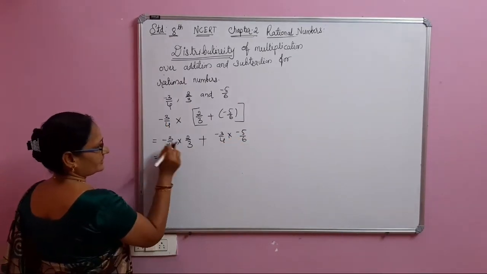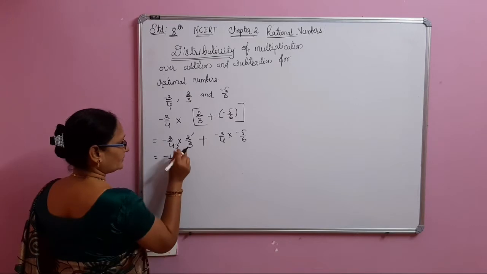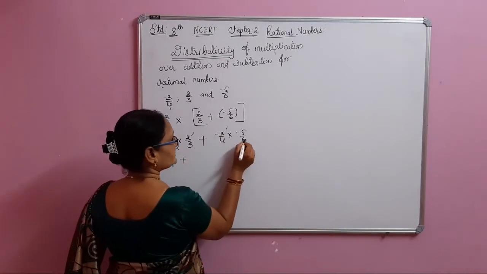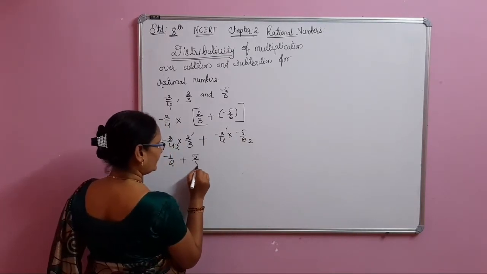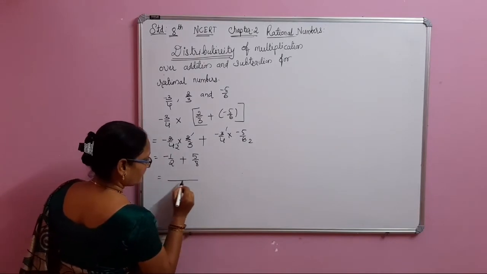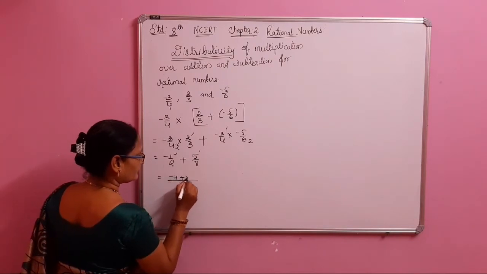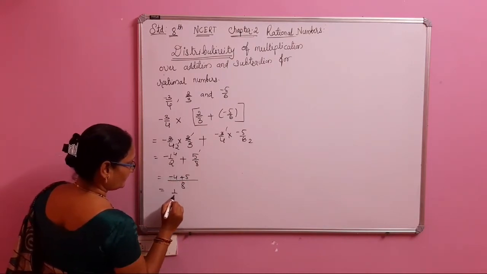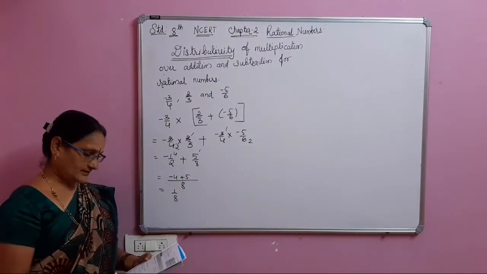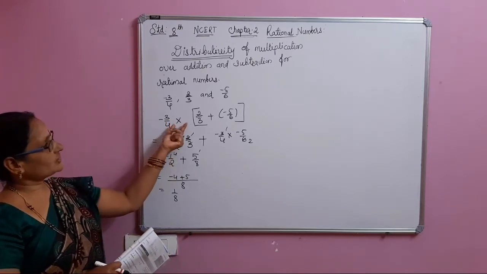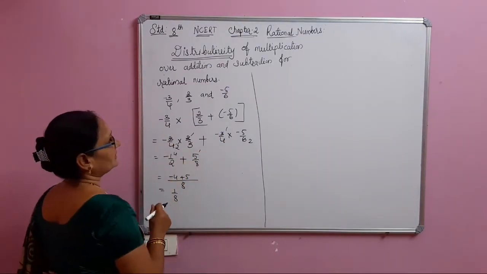Now see, 3 got cancelled, 2 1s are 2, 2 2s are 4, the answer is minus 1 by 2 for this, plus 3 1s are 3, 2 4s are 8, minus into minus is plus 5 by 8. Now LCM is 8, 2 4s are 8, minus 4 plus 5, this is nothing but 1 by 8 is the answer. So this is multiplication over addition.